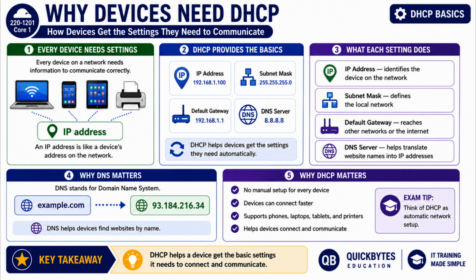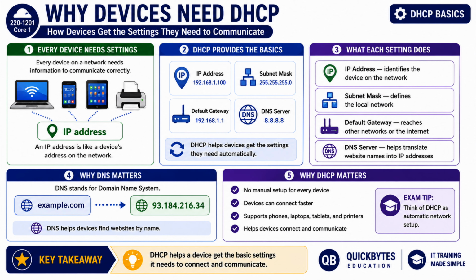Every device on a network needs certain information to communicate correctly. The most important setting is the IP address. An IP address is like a device's address on the network. It helps other devices know where to send data. But DHCP usually provides more than just an IP address.